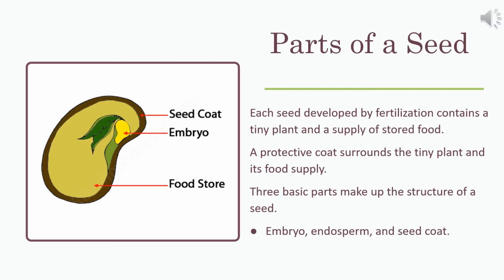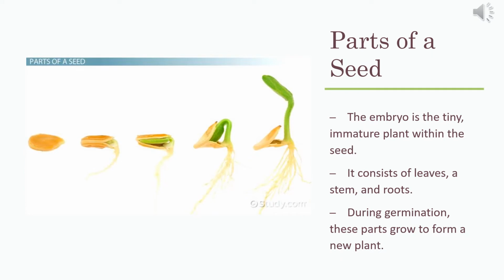Then inside the seed coat, we have the three basic parts. We have an embryo, that's the baby plant. We have the endosperm, and that is the food source. And then, of course, on the outside, our seed coat. So the baby plant consists of leaves, a stem, and roots.